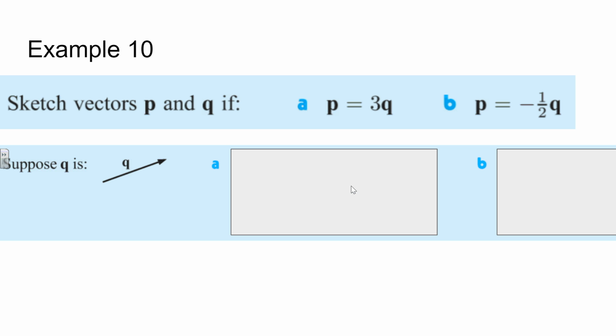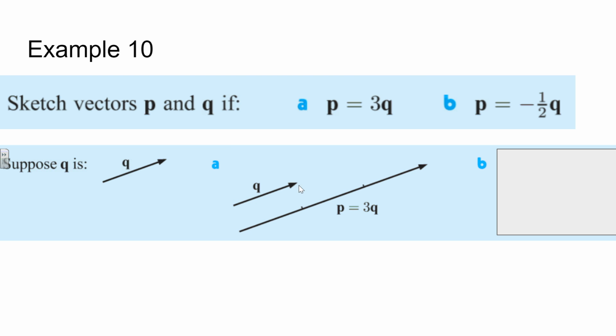All right. Here, we're taking it a little bit from a different point of view. It says sketch vectors p and q if p is equal to 3q. Now, we don't know exactly what q is, but basically, if this were to be q, then p would be 3 times that. And the same thing here, p equals negative 1/2 q. If q is equal to this portion here, then negative 1/2 of that is going to be half the distance in the opposite direction. All right. So again, we don't know exactly what either p or q is, but if q is as we show here, that's what p would look like.